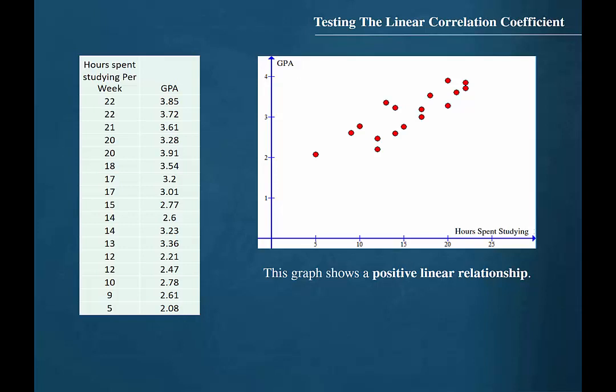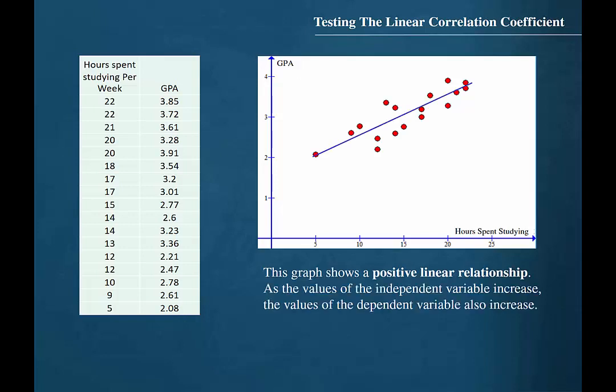The graph shows the scatter plot for this correlated data. This graph shows a positive linear relationship. It is a positive relationship because as the values of the independent variable increase, the values of the dependent variable also increase. For this relationship, the sample correlation coefficient is r equal to 0.864.